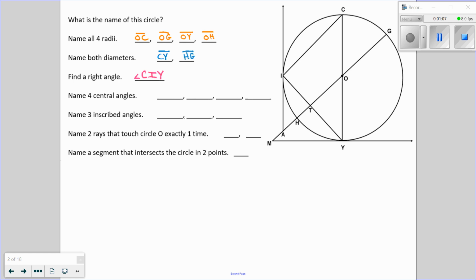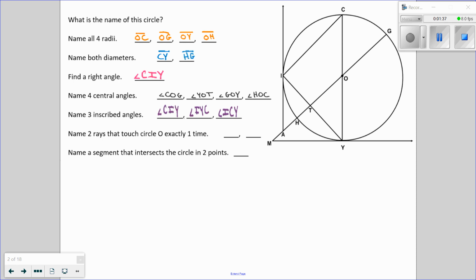4 central angles. The central angles have the vertex at the center of the circle. So your middle letter should be O for your central angle because O is the center of the circle. It also is the midpoint of the diameter. So it is both a midpoint and a point and the name of the circle. The inscribed angles are the angles that have the vertex on the circle itself. We named one of them already, CIY, but we also have IYC and ICY.